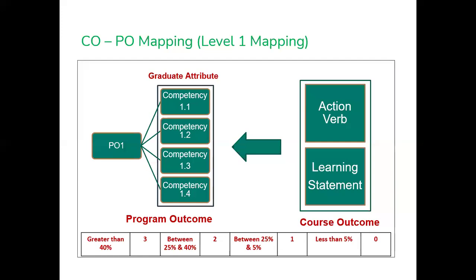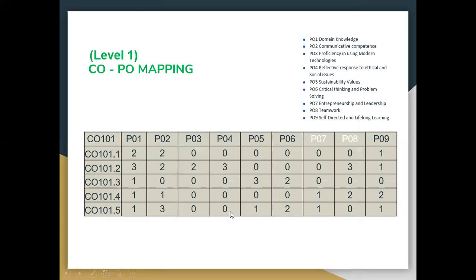So this is the process, but you can check the relationship easily, going through the graduate attribute and the CO. By experience, you can identify the mapping strength, or you can identify the relationship, and in that case, you can identify the mapping strength also. So this is COPO mapping.